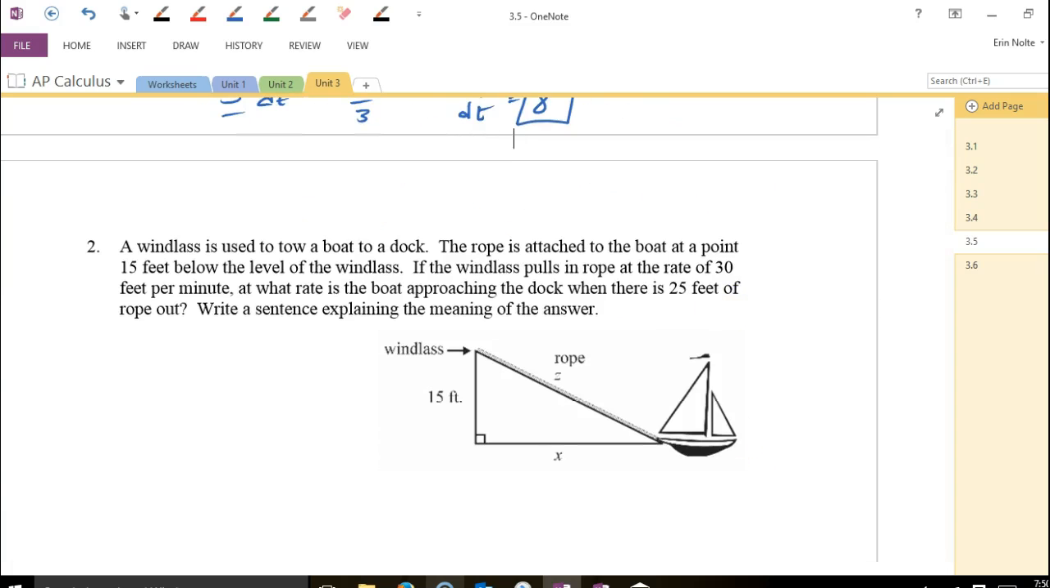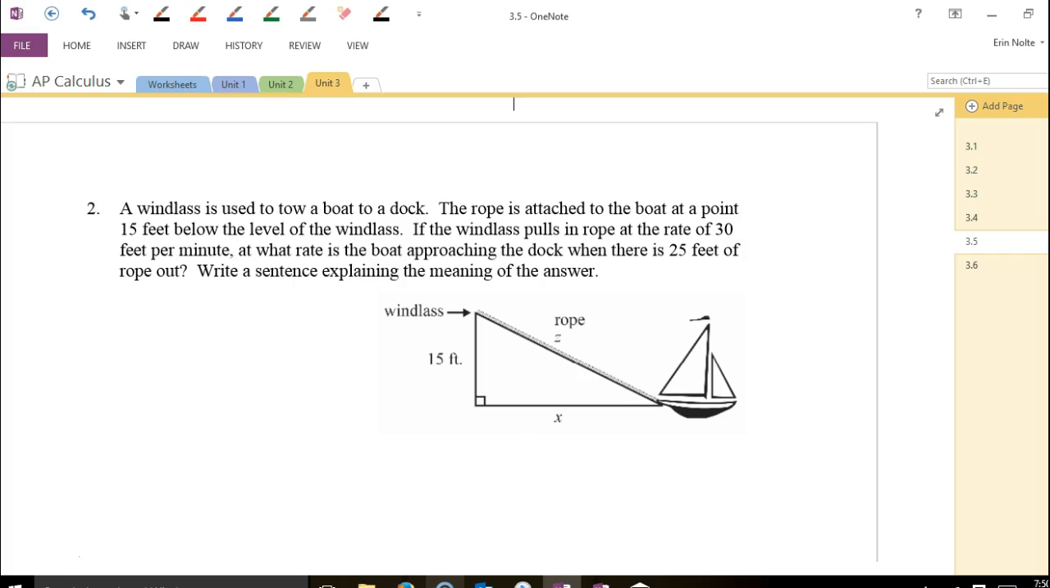All right, so now they actually give us an actual story problem, which involves a boat. It's got a windlass that is used to tow a boat to the dock. So this diagonal piece is the rope. The rope is attached to a boat at a point that is 15 feet below the level of the windlass. If the windlass pulls the rope at a rate of 30 feet per second, okay, so right away I see this 30 feet per minute piece. That's a rate, and it's specifically telling about the windlass, which is the rope.